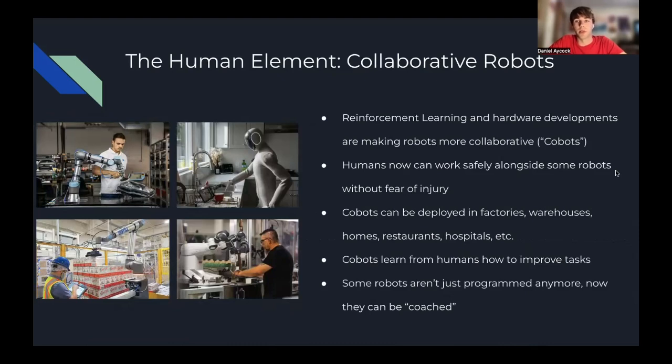And then we have the human element. Now with reinforcement learning and new hardware developments, robots are becoming more collaborative. Some people call these collaborative robots cobots. So humans can work alongside these cobots safely without being afraid of getting injured. These things can be deployed anywhere that humans can work alongside them. So factories, homes, restaurants, hospitals, they're not there wide scale yet, but it's coming, and I've seen it a lot in manufacturing. Up here on the left, we see them used in manufacturing, and here in a warehouse. This is real life stuff. They learn alongside humans how to improve when doing tasks.